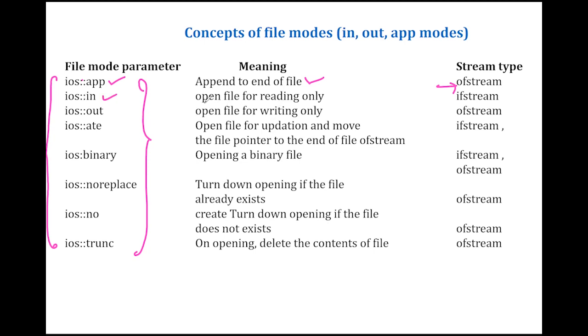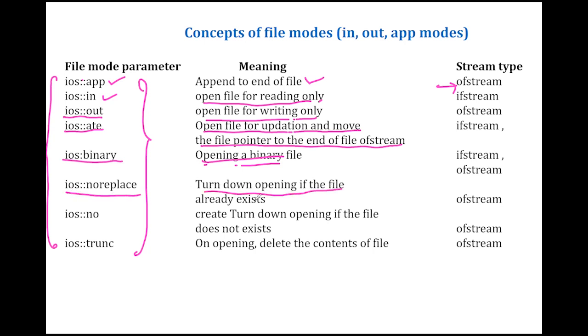ios::in is nothing but open file for reading only. ios::out means open file for writing only. ios::ate is nothing but open file for updating and move the file pointer to the end of the file. Now this is also important: at the end of the file, not just updating, also once you update, move the cursor to the end. ios::binary, opening a binary file. ios::noreplace, turn down opening if the file already exists, right. ios::nocreate, turn down opening if the file does not exist. ios::trunc, on opening delete the content of the file.